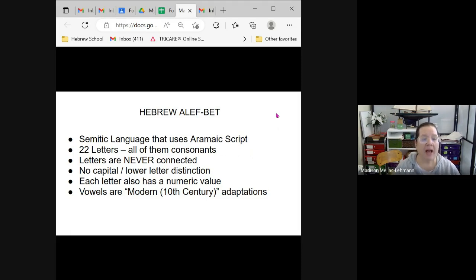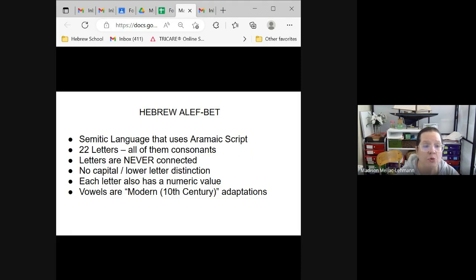Okay, the Hebrew alphabet is a Semitic language that uses Aramaic script. So there are previous ways, Proto-Hebrew, you've heard about a lot of different things, but basically I just want you to know that we're talking about the Semitic Hebrew language, but we're talking about an Aramaic script.